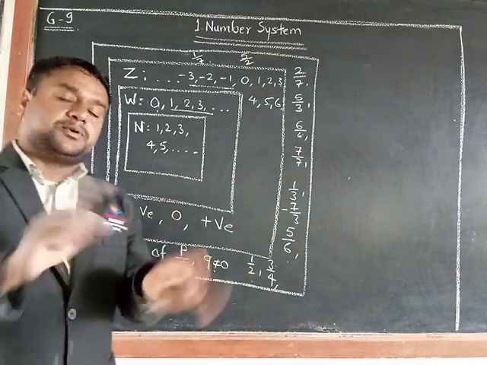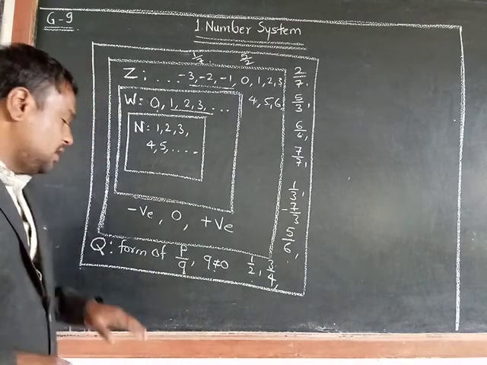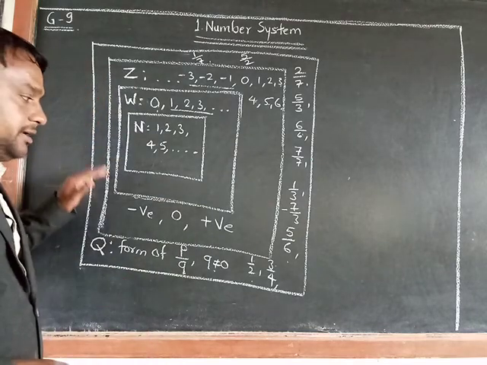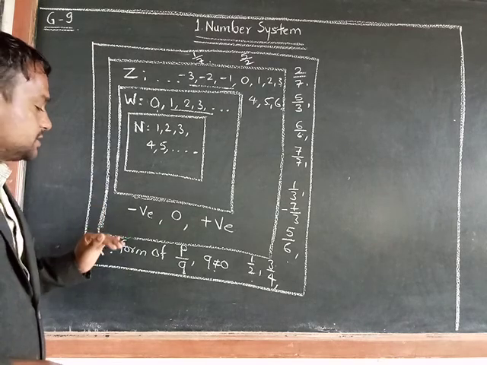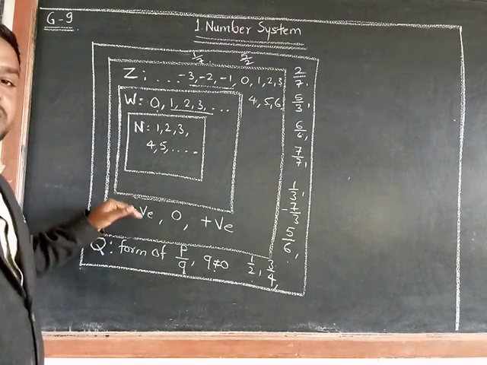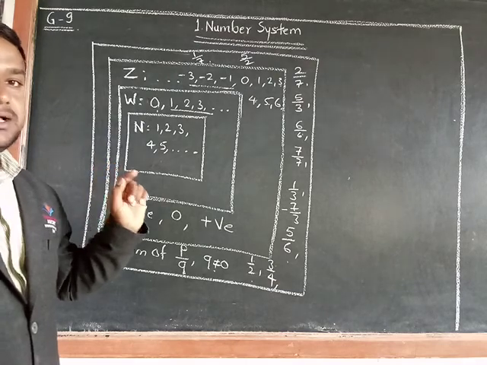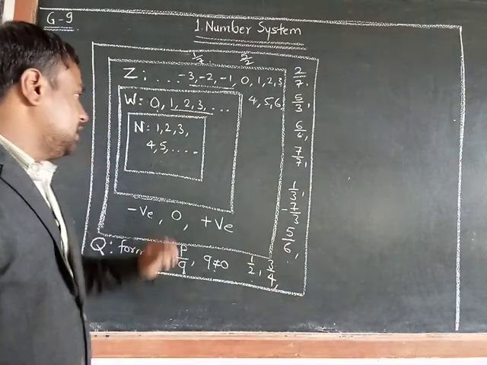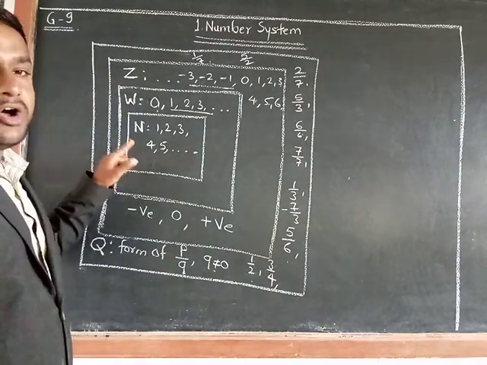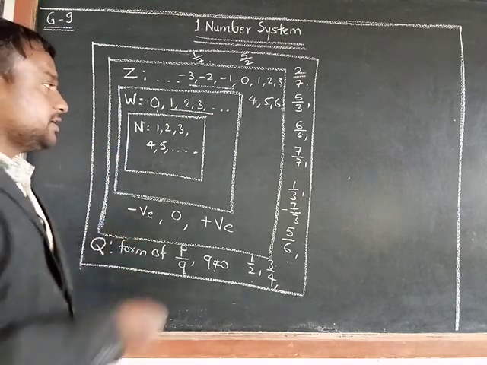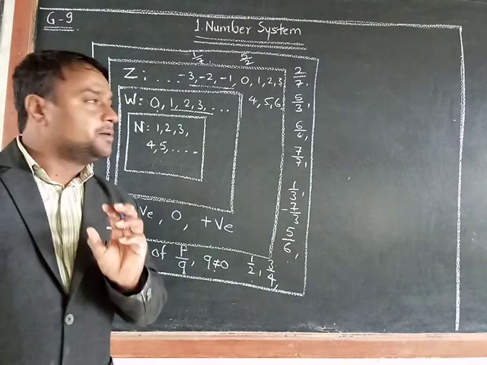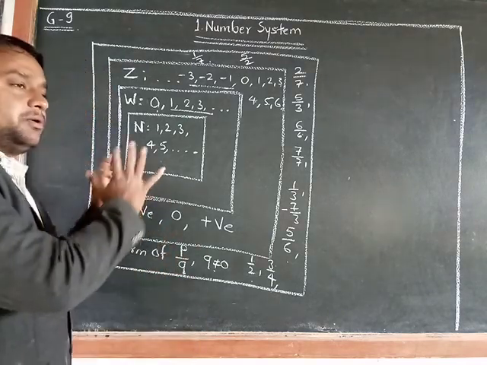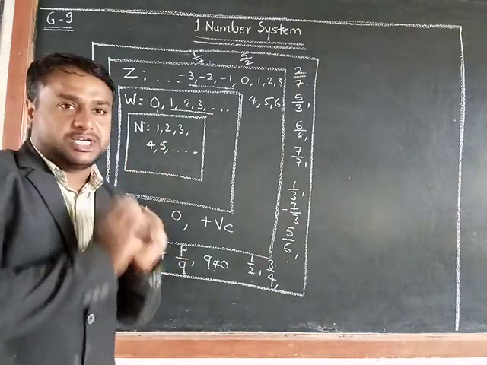But opposite to that, we can say here all rational numbers are not integers, and also all integers are not whole numbers. Also we can say that all natural numbers are not whole numbers, because the whole numbers include 0 in addition to the set of natural numbers. I hope now you understand about the numbers and their relations.